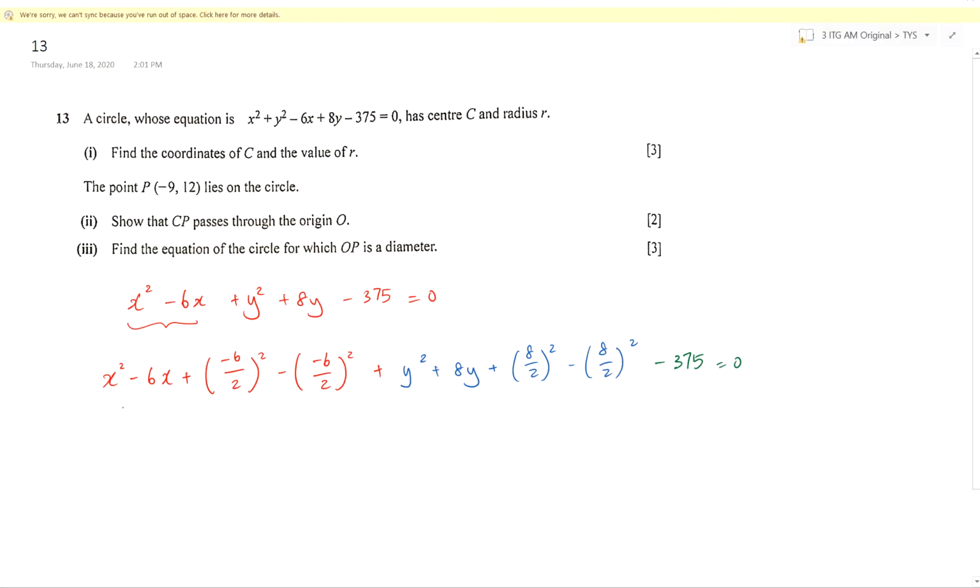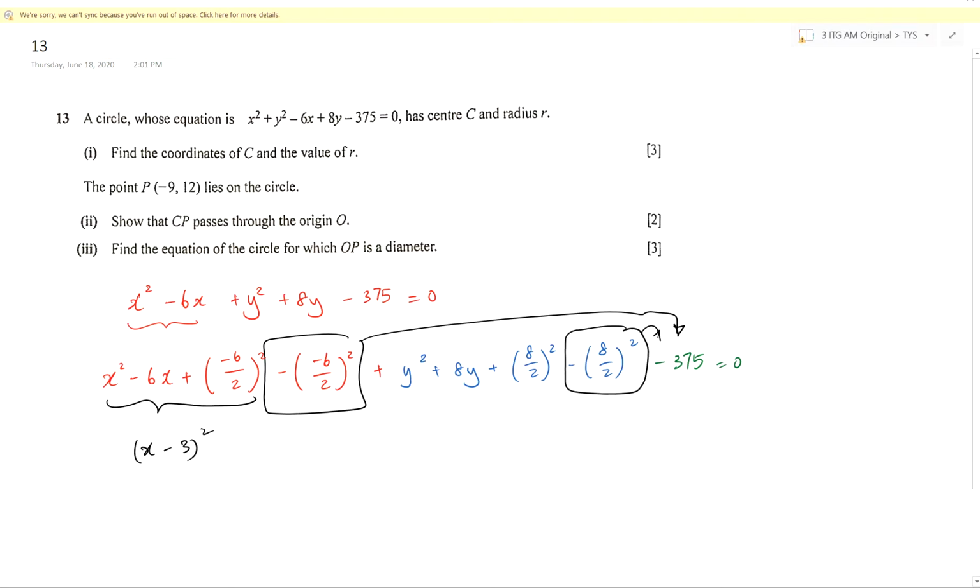So now, here we have x minus 3, we square this, leave the constant to the back. Likewise over here, we will combine these three together. And over here, we've got y plus 4 square. So we have a sum of two squares. And now let's work on the constant terms.